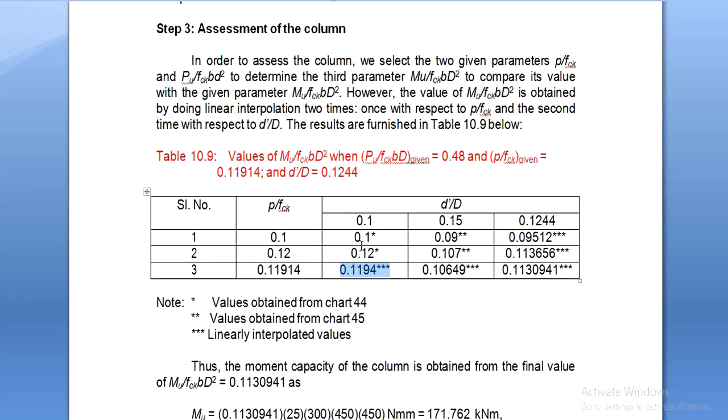So I have interpolated this way between these two values. As these two values match with these values, it will remain the same. Again, if I interpolate between these two values, you are going to get this particular answer. And if I interpolate between these two values, I am going to get this answer. So this is the final answer for Mu divided by fck bD square when the d dash by d value is 0.244 and P by fck value is 0.1194.